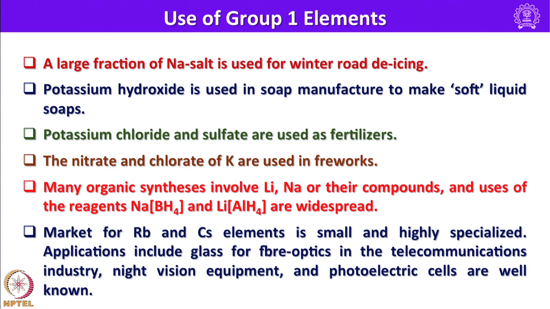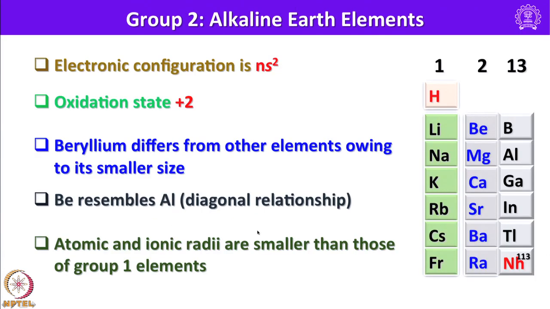Many organic syntheses involve lithium, sodium, or magnesium and their organometallic derivatives. The market for rubidium and cesium elements is small and highly specialized. Applications include glass for fiber optics in the telecommunication industry, night vision equipment, and also photoelectric cells. These elements are used.